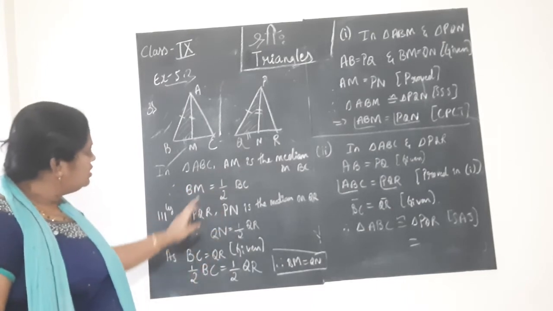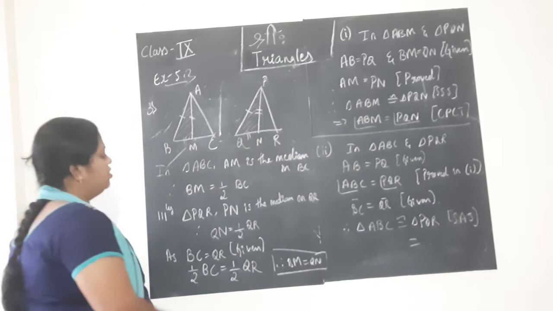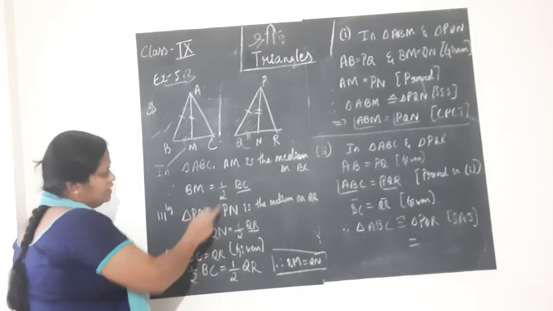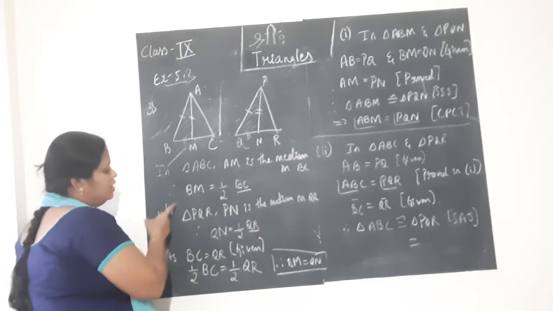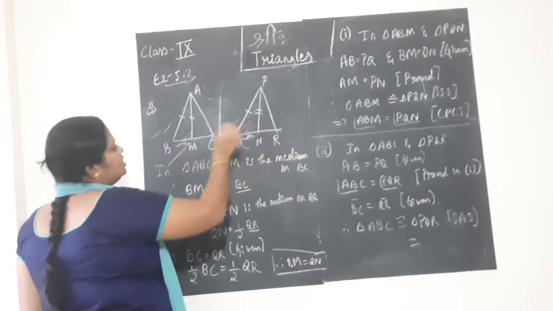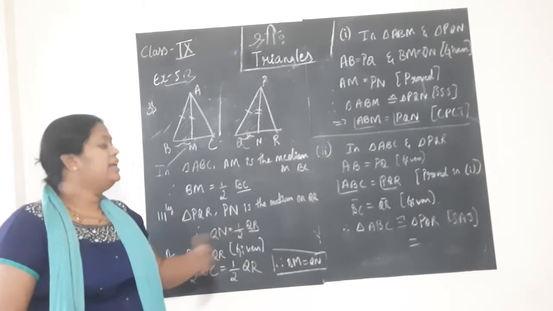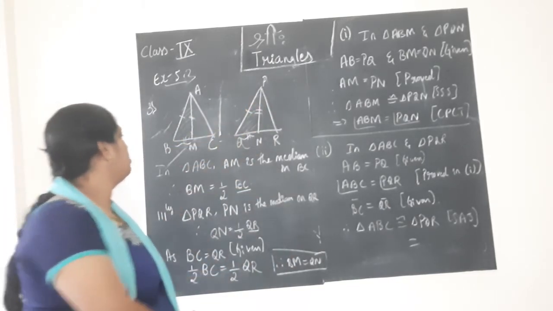Half of BC, since BC is equal to QR, half BC will be equal to half QR. So we are equating the RHS, which means the LHS is equal too. We proved that BM is equal to QN. That is what we did. Why did we do this circus? You will know when we solve the first and second sub questions.